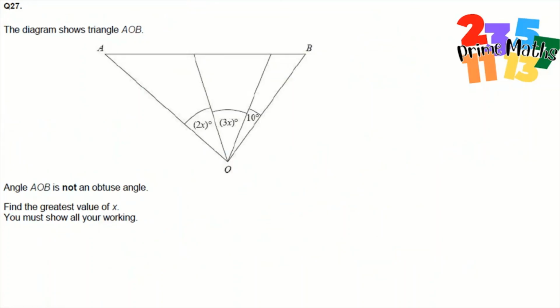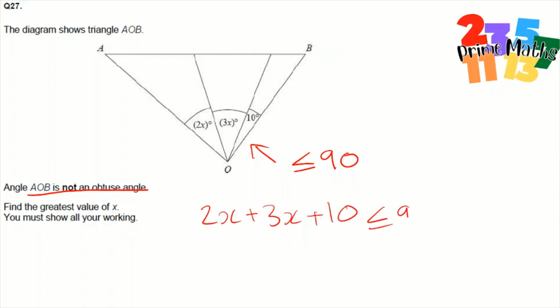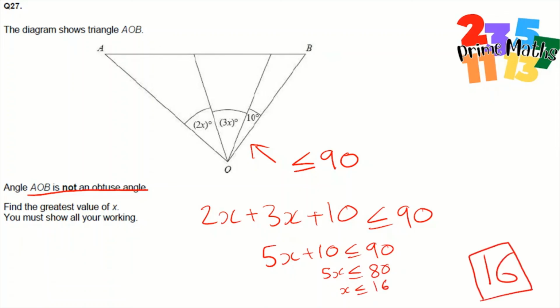The final question. We've been told that the angle is not an obtuse angle. That must mean that the angle has to be less than or equal to 90. If it's less than 90, it's acute. If it's equal to 90, it's a right angle. If it's bigger than 90, it's an obtuse angle. This means that 2x plus 3x plus 10 must be less than or equal to 90, meaning that 5x plus 10 is less than or equal to 90. 5x is less than or equal to 80, and x is less than or equal to 16, meaning the greatest possible value x could be is 16.